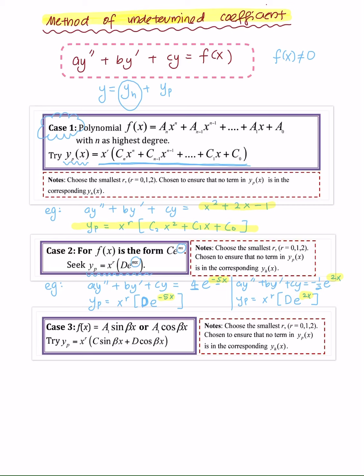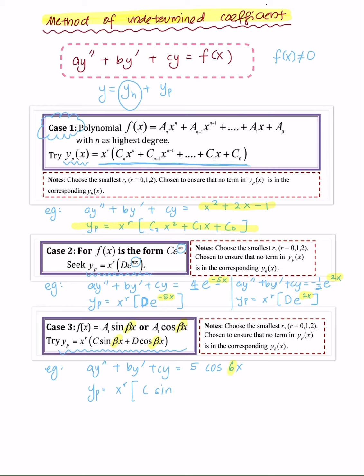So the yp will be x^r (c sin βx + d cos βx). It doesn't matter whether it's sine or cos, it's still sine plus cos. For example, let's say we have ay'' + by' + cy = 5 cos 6x. Therefore our yp is going to be x^r (c sin ...). Beta needs to be the same as in the yp. So the beta here, in this case, is 6, right?